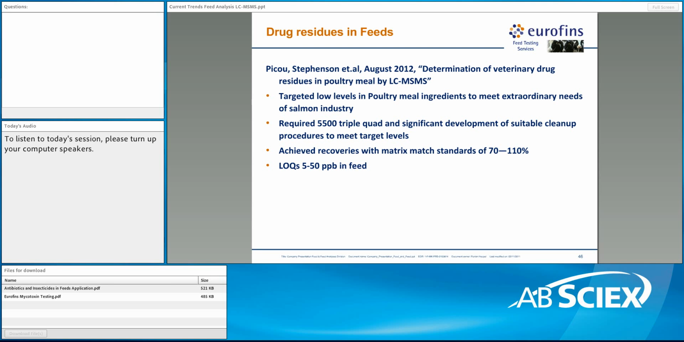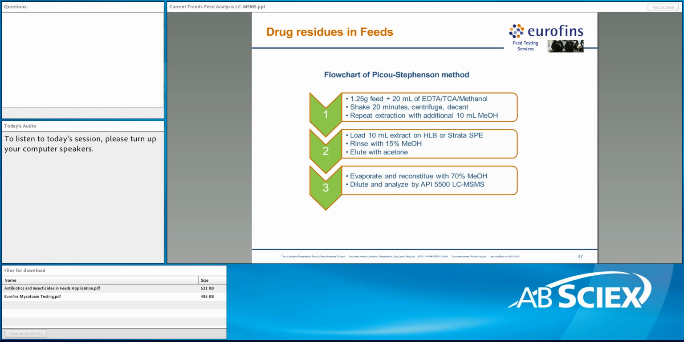We were able to achieve LOQs of 5 to 50 ppb in these matrices. Most of the LOQs were at the 20 ppb level, which is very good for this type of matrix. Recoveries with matrix-matched standards typically are in the 70 to 110% range. A flow chart of this method is given here. It is a relatively simple method. It does involve an evaporation, which does slow the prep down. Typically, we can get this prep done in about 6 hours in our laboratory.